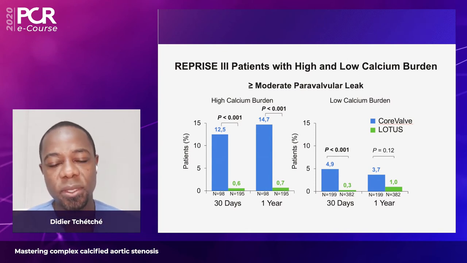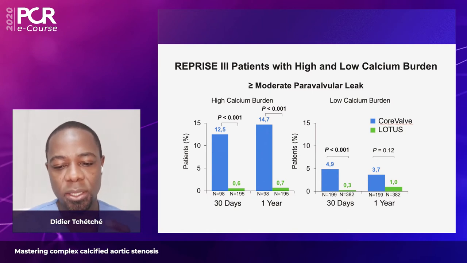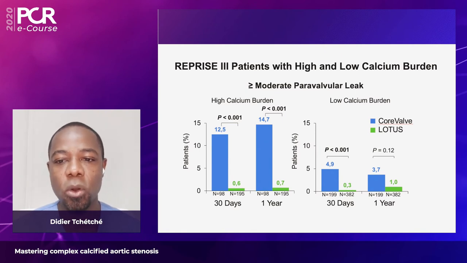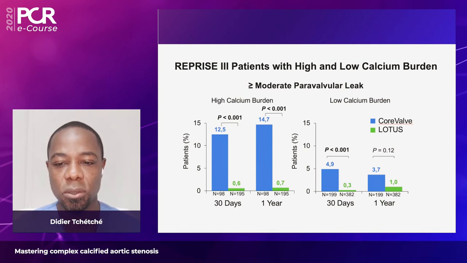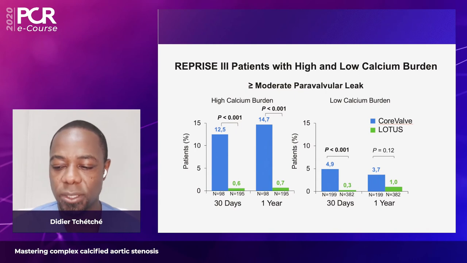Calcium burden is difficult to appreciate, as you've seen through the discussion we had previously, with the perception from Mohamed, from Lars and myself, that some devices may behave better and more appropriately when it comes to tackling a high amount of calcium. It's really interesting to see that for some self-expanding platforms, the more calcium we have, the more moderate or severe paravalvular regurgitation we get. While with the mechanically expanded Lotus device, regardless of the amount of calcium, we get the same result, with no moderate or severe regurgitation. So this may be of value when it comes to highly calcified anatomies.